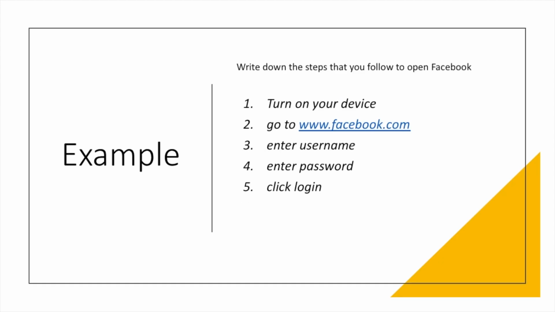We will see an example. This is an example where we need to write down the steps that we follow in order to open Facebook or Instagram or any social media website. The first thing, we need to turn on our devices. Then after that, we need to browse this website or click on the application. It depends on the device I'm using. After that, we need to enter the username, the password, and then click login. Then we can browse. So this is the pseudocode for opening a Facebook website.